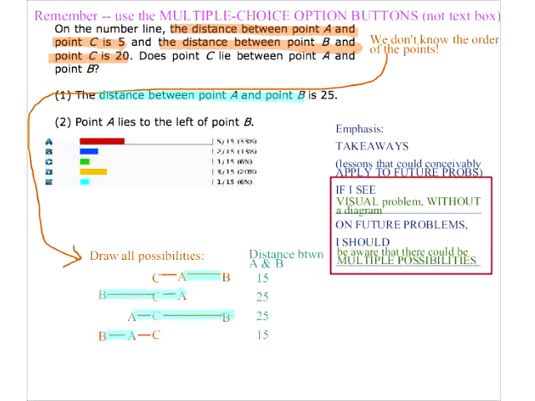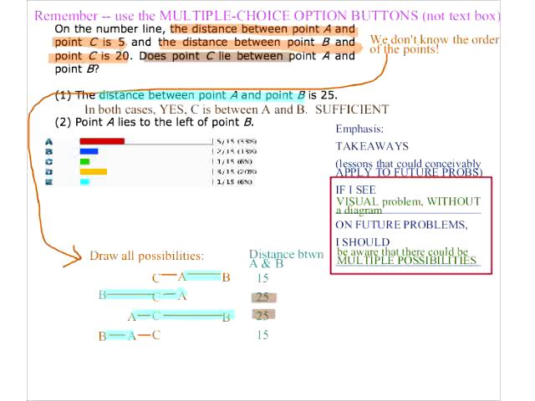Remember, don't forget to answer the question. Just because we have 2 cases doesn't mean insufficient, because this is the question. And in these 2 cases, the answer to that question is absolutely yes. So in both cases, yes, C is between A and B. So that's sufficient.